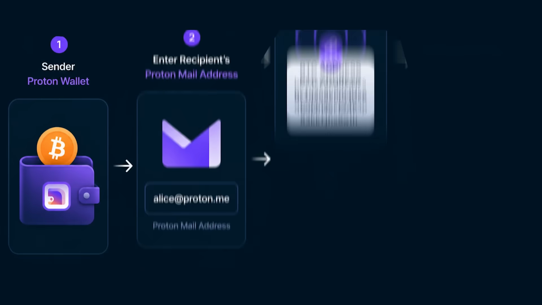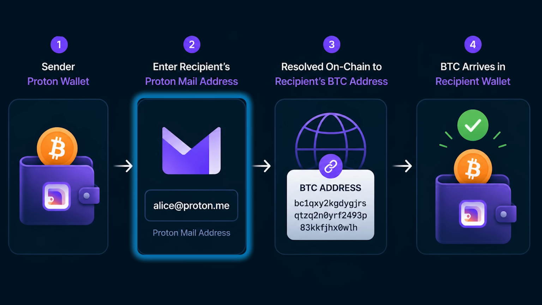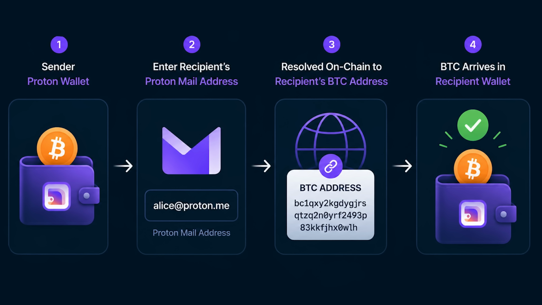So Proton Wallet is a self-custody Bitcoin wallet. Bitcoin only, no other coins. The headline feature is wallet by email. Now, if you and the person you're sending Bitcoin to both have Proton Wallet set up, you can send Bitcoin using their Proton email address instead of pasting a 30-character wallet address. Well, that's it. That's the differentiator.